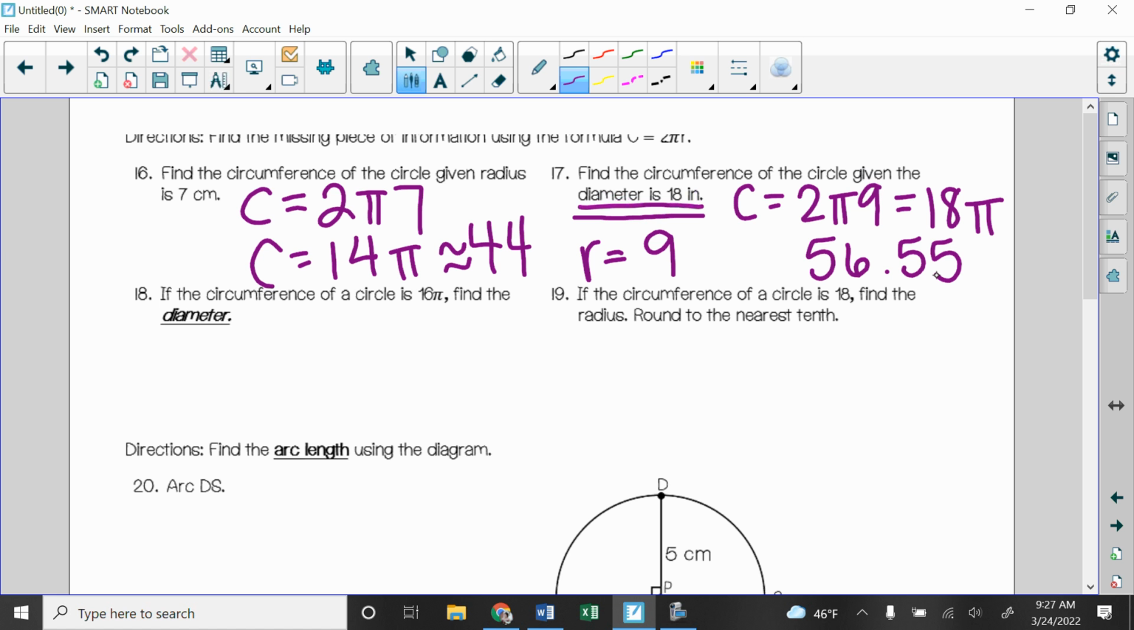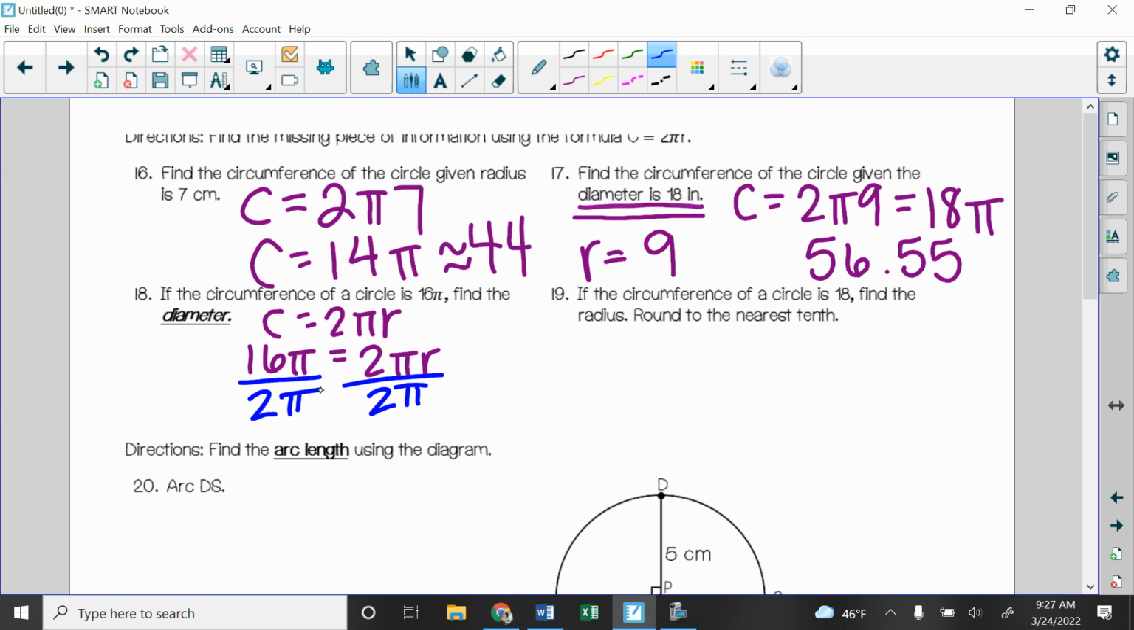The next one is where things got tricky for people. So these ones, they give you the circumference. So if you write out your formula, we are plugging in for C. So right here, 16 pi goes here, and then you solve for R. How do you solve for R? Yeah, divide by 2 pi. Okay, when you do that, a bunch of stuff cancels. So pi's cancel, 2's cancel, pi's cancel. 16 divided by 2 is 8. It asks for the diameter. That's the radius. So double it and you get 16.